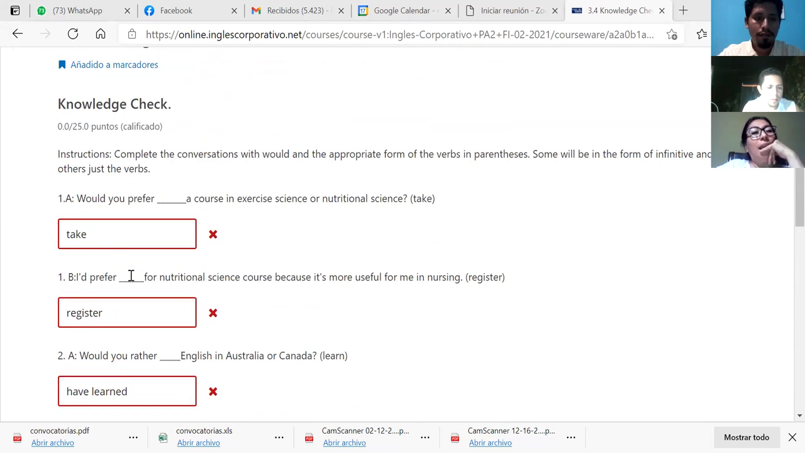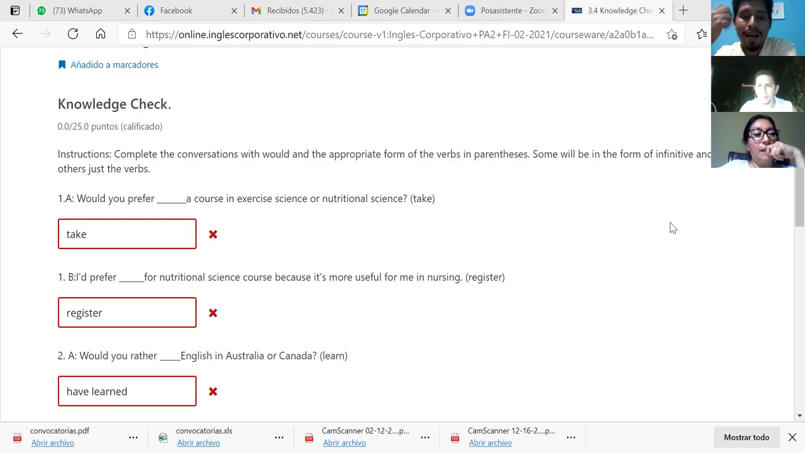Okay. Let's see what is happening there. First of all, we have to read the instruction. It says that you must complete the conversation with would in the appropriate form of the verbs in parentheses. Some will be in the form of infinitive and others just the verbs. Would you prefer? I have a problem with the verb times.